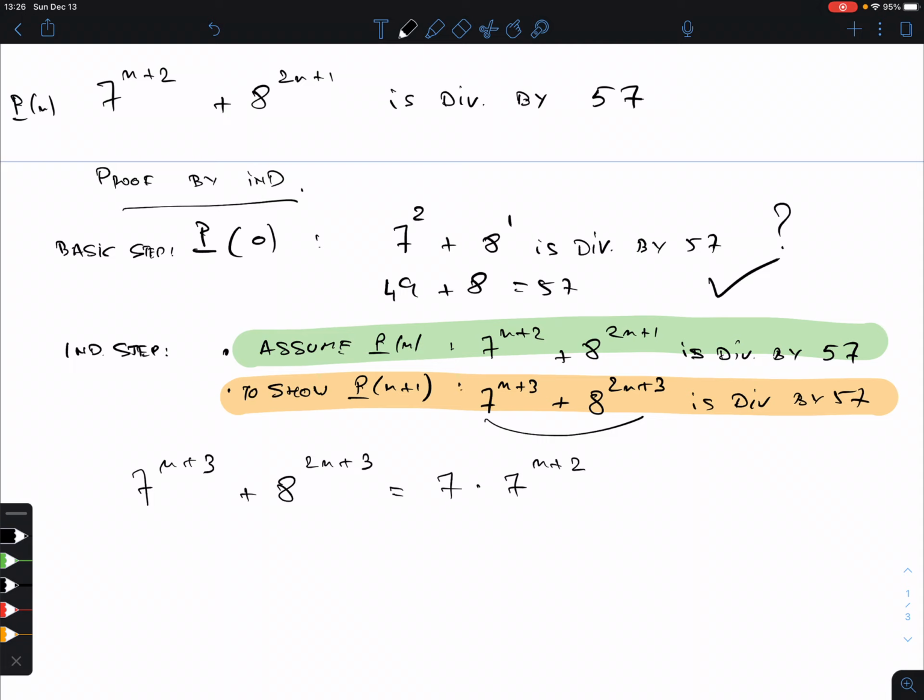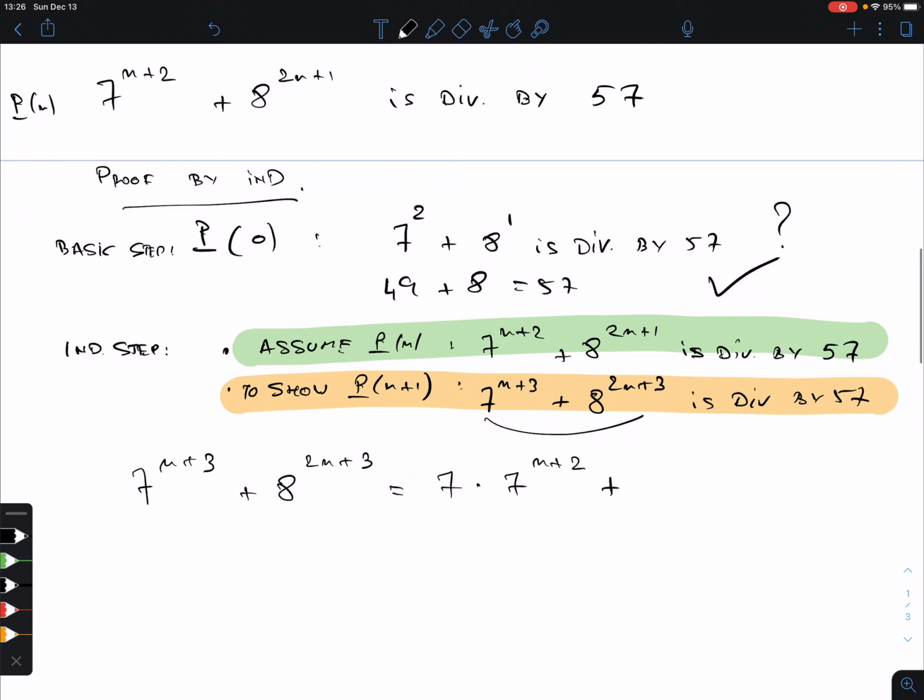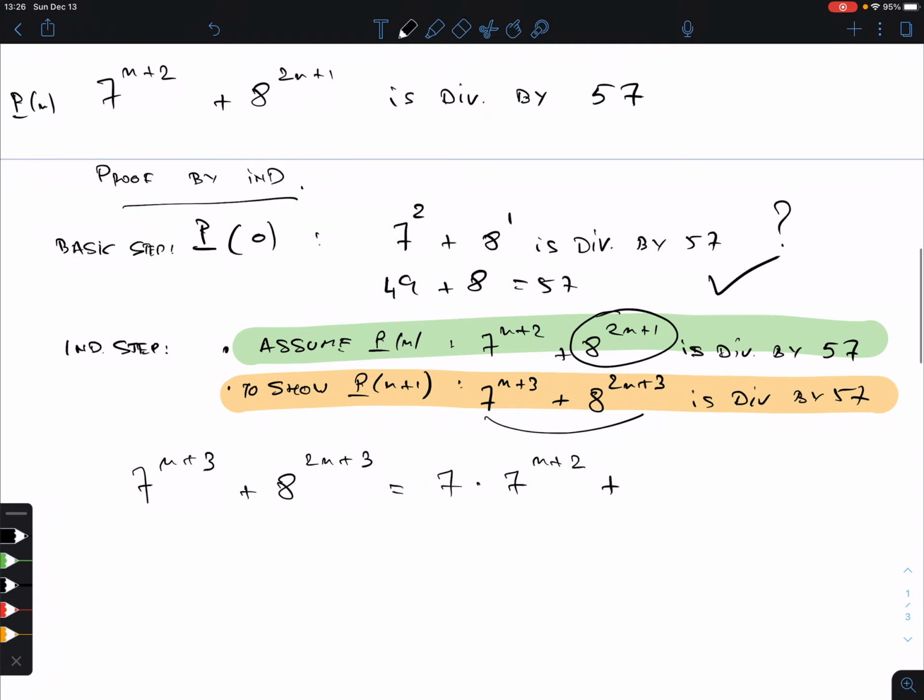I want to also get this form here, 8^(2n+1), but I have a 2n plus 3. So how many powers of 8 should I factor out to get the same result? Two powers, right? 8 squared times 8^(2n+1). So this is now correct, okay? It's easier to see from right to left. It's a bit harder to think of it from left to right, so to speak.